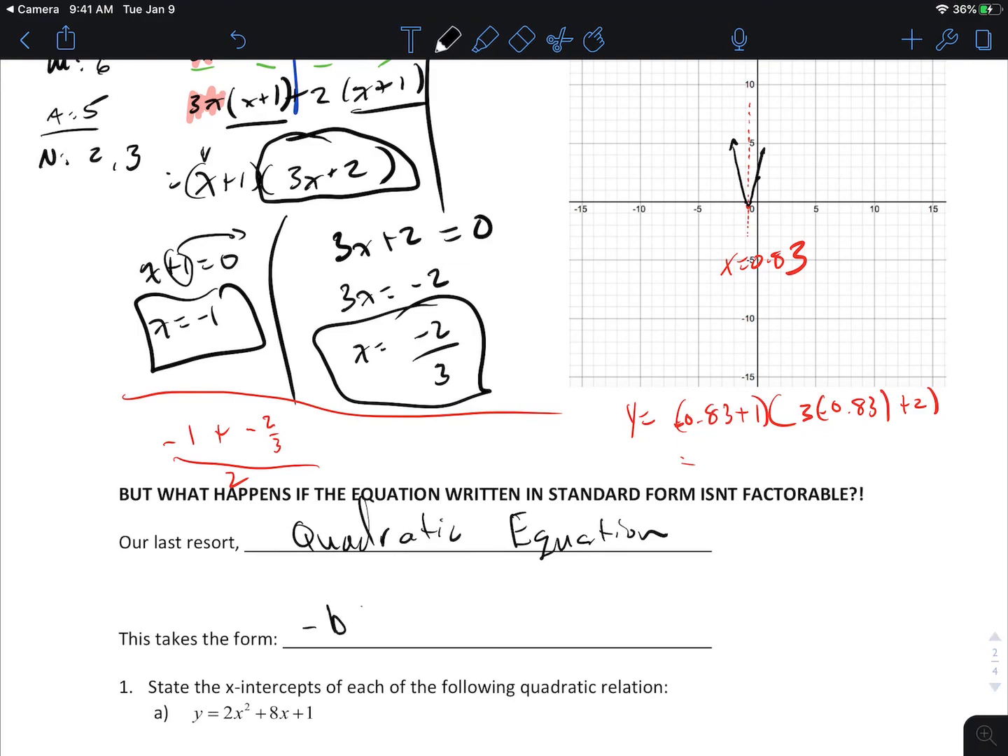Negative b plus or minus the square root of b squared minus 4ac all over 2a. I forgot about this. It's not that I can't remember it, it's just that it's so easy to screw up typing into a calculator, and you have the wrong answer. Oh my goodness, I forgot about this.